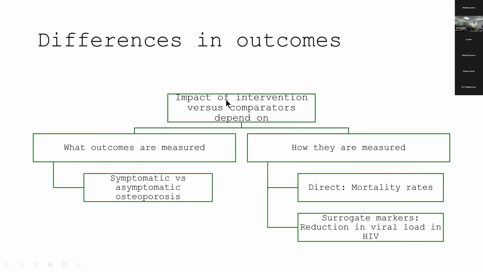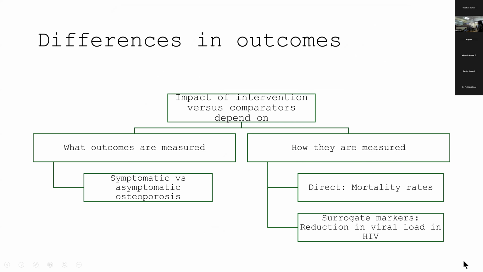So, the differences in outcomes. This is the last part. The impact of intervention versus comparator also depends on what outcomes are measured. Your study result may be very different if you look at symptomatic osteoporosis or asymptomatic osteoporosis. And it's also important to know how those outcomes are measured. Direct measures would be like mortality rate.